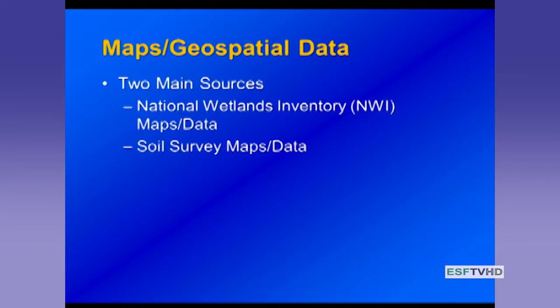There are two main sources of maps. One would be the National Wetland Inventory maps produced by the U.S. Fish and Wildlife Service, and the other types of maps would be the soil survey maps that are available through the U.S. Department of Agriculture, Natural Resource Conservation Service.